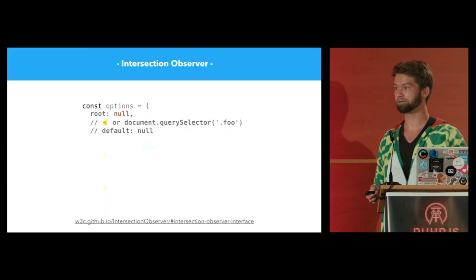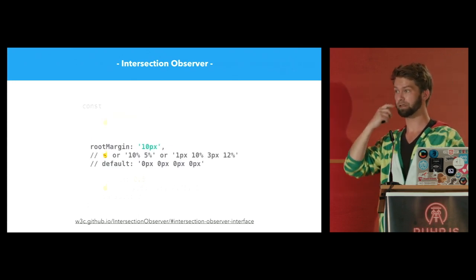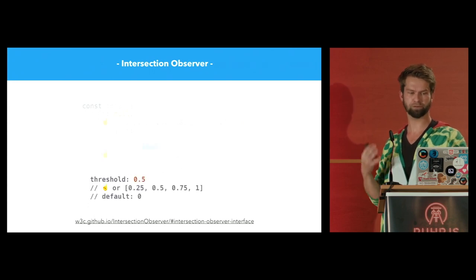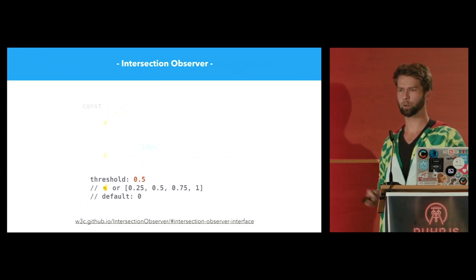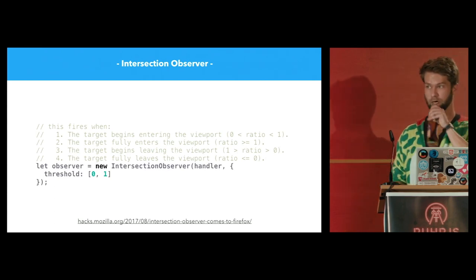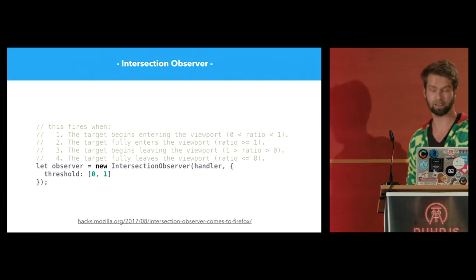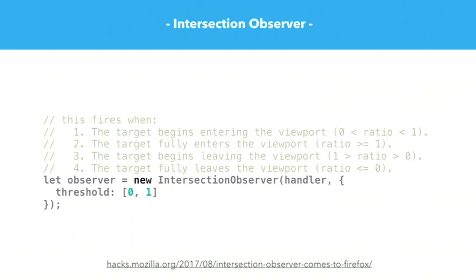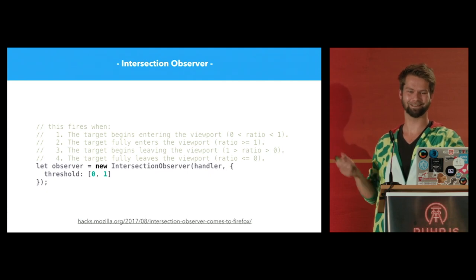So what options do we have? We can define a different root element. We can give some information about how this root element is laid out. And then we've got this threshold value, which accepts a single value or an array of values. So let's have a quick look at this one. When we define several values here, 0 and 1, this will actually fire when the element enters the viewport, when it's completely visible, when it starts leaving the viewport, and when it's gone. And this is just a few lines of JavaScript. I really love that. So playing around with the intersection observer, let's have a look.